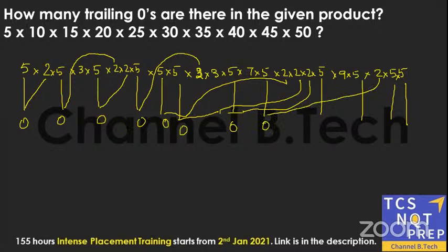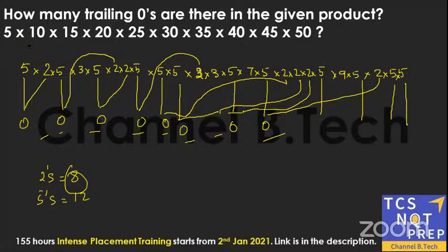So when the number of 2s is 8 and the number of 5s is 12, whichever is the least value, that many zeros will be there. 1, 2, 3, 4, 5, 6, 7, 8. This is how we have to check how many 2s are there and how many 5s are there. This is actually a moderate level question.